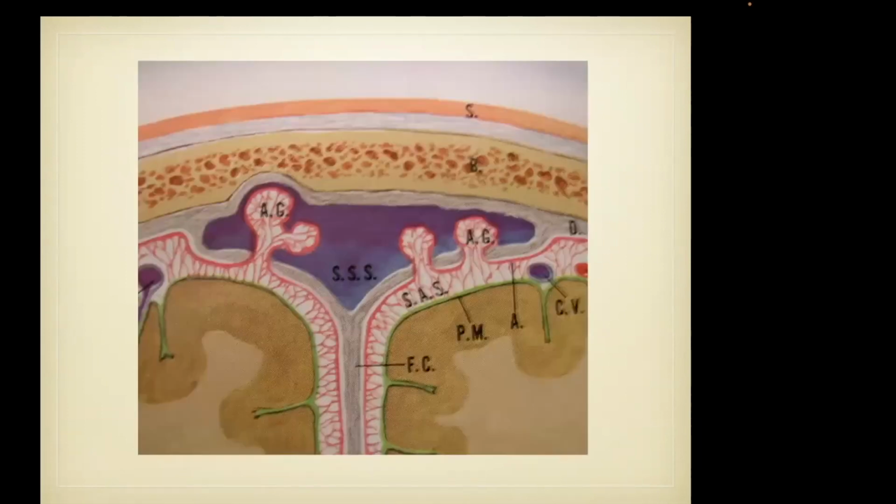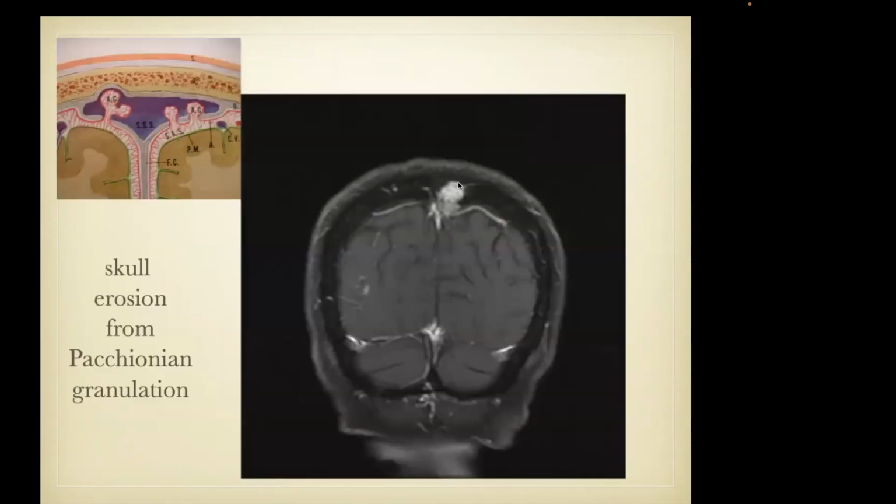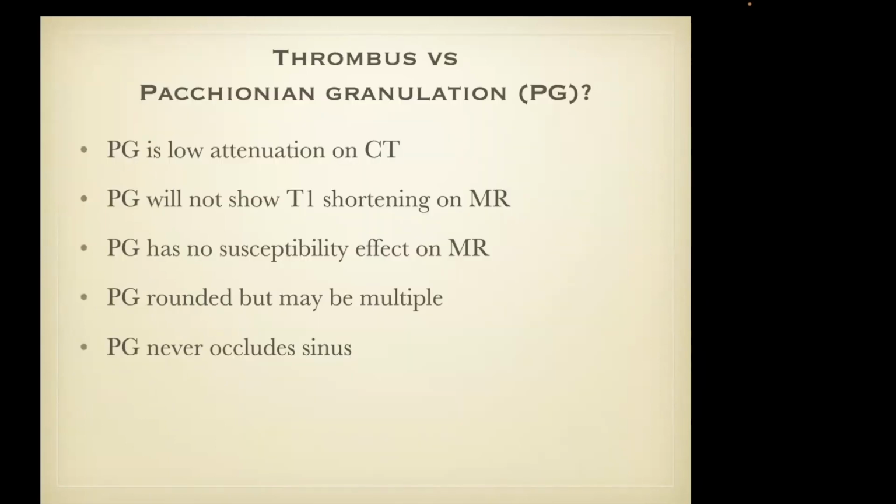Now, here's another illustration of how these reside inside the dural sinuses. And of course, when they get to be large, they will be space occupying, but they never occlude a sinus and they're not symptomatic. When they erode into the bone, they can have this appearance, which is really quite alarming. But when you see this in the parasagittal location, when you see a scalloped skull defect, these are giant Pacchionian granulations. So how can you tell the difference between a thrombus and a Pacchionian granulation?